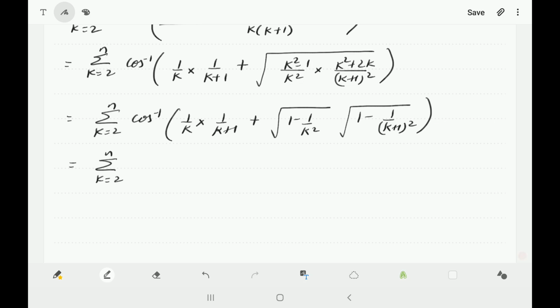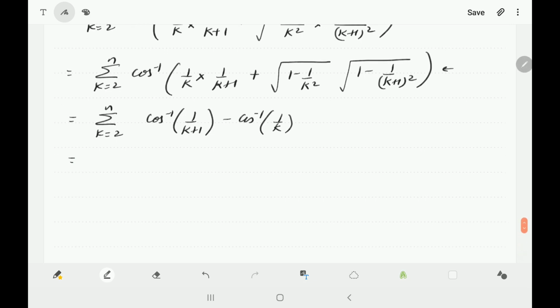Now this is the formula of cos inverse A minus cos inverse B, in which A is less than B. So you have to write this term as cos inverse of 1 by k plus 1 minus cos inverse of 1 by k, because in this case 1 by k plus 1 is lesser than 1 by k. Because cos inverse is a decreasing function, this term will be positive. As we already know, cos inverse will always have a range from 0 to pi closed interval. That's why we have kept cos inverse 1 by k plus 1 ahead of cos inverse 1 by k.